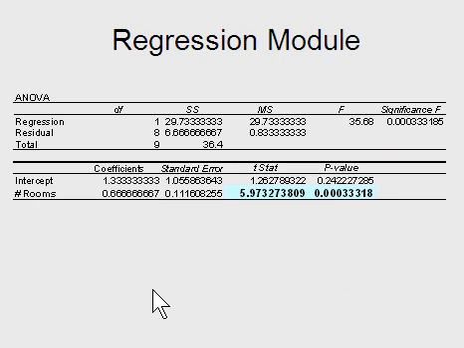Now, in the regression module in the analysis tools, if you remember, the number of rooms in the house was the x variable. Here is the slope coefficient, 0.666. And if we keep going to the right, we see a t-statistic of 5.97 and a p-value. Now, if we had a level of significance of 0.05, the p-value being less than 0.05 would mean that we reject the null and accept the alternative.